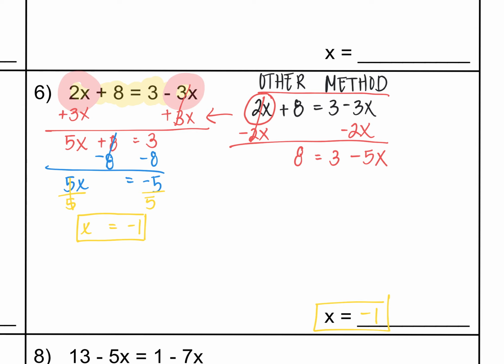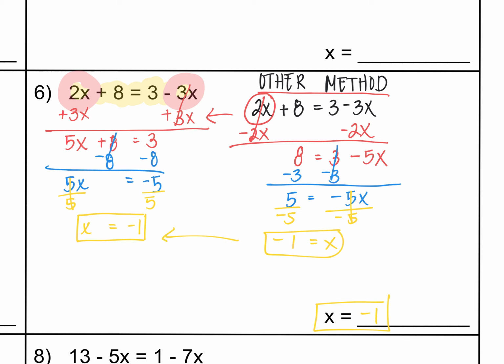We have a positive 3 here. So to get rid of that positive 3, we are going to subtract 3 from both sides. 8 minus 3 is 5, and then we bring down the negative 5x. We have one more thing happening to x here. It is multiplied by negative 5. So we are going to divide by negative 5 on both sides. And we also get x equals 5 divided by negative 5, which is negative 1.